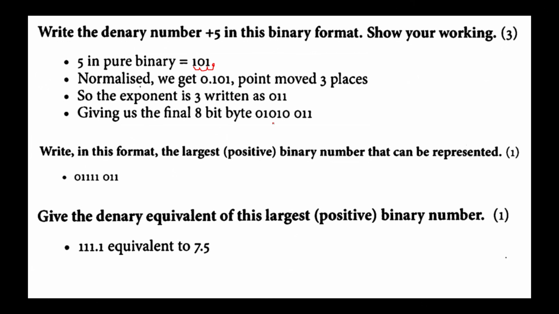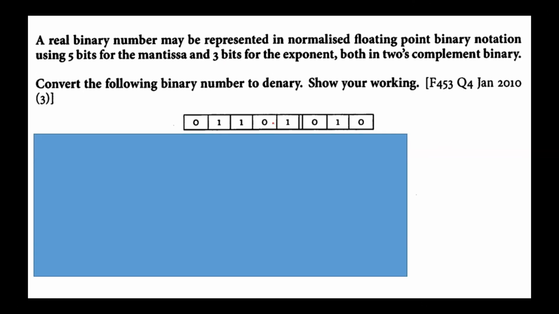So let's have a look at the next questions. Pause the video now if you want to have a go at it. A real binary number may be represented in normalized floating point binary notation. Use 5 bits for the mantissa and 3 bits for the exponent, both in 2's complement binary. Convert the following binary number into denary. Show your working. So normalize it, then just show your working.